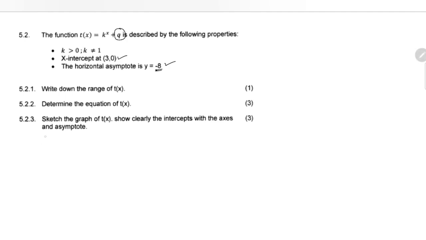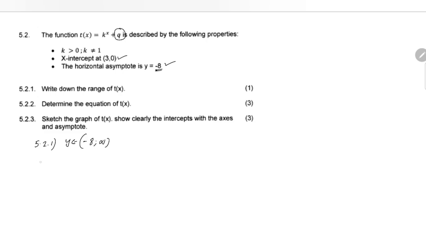Okay, let us do question number 5.2.1. What is that? Write down the range of t of x. Since this graph is above the asymptote, what is the range? It is q to infinity, isn't it? We learned that one. So we can write the range is all the y values starting from minus 8, the q value, up until infinity, open brackets both sides. Is it clear? So this is the 1 mark question.